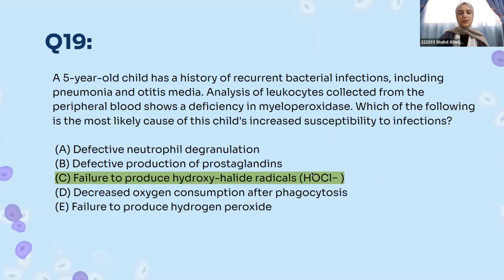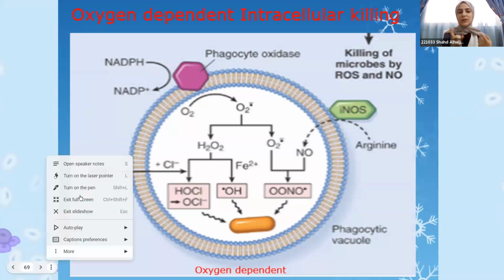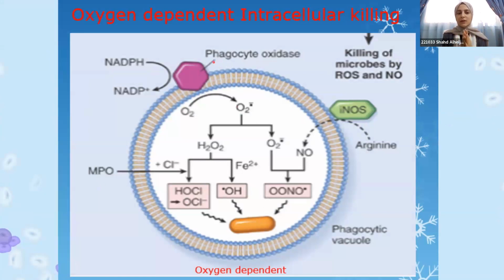Now let's go to the pathway. You can see it starts with the phagocyte oxidase. First you should know that this is oxygen dependent. Since it's an oxidase, it will oxidize NADPH and convert oxygen to a superoxide radical. This radical gives us the pathway to form the active oxygen species.